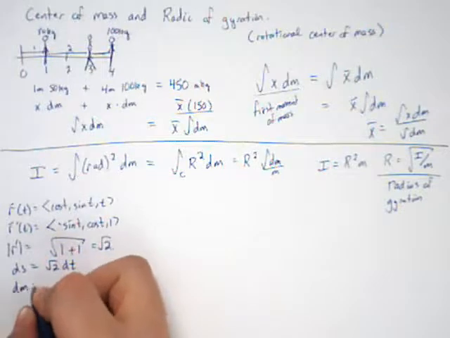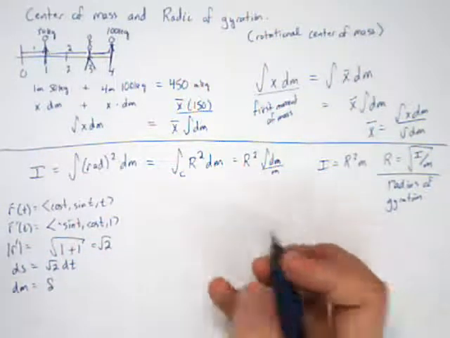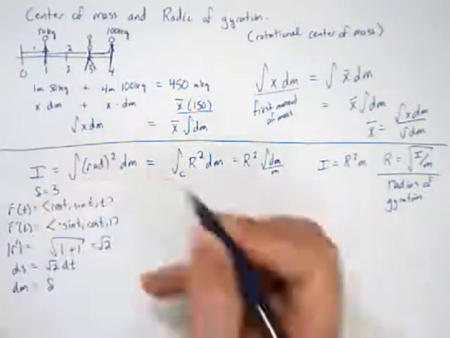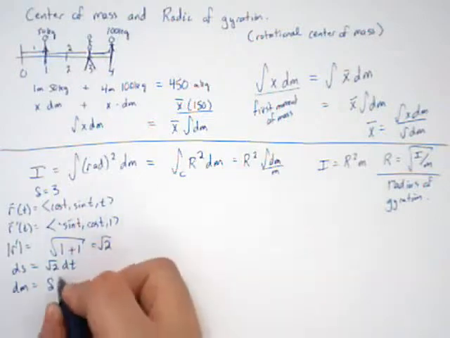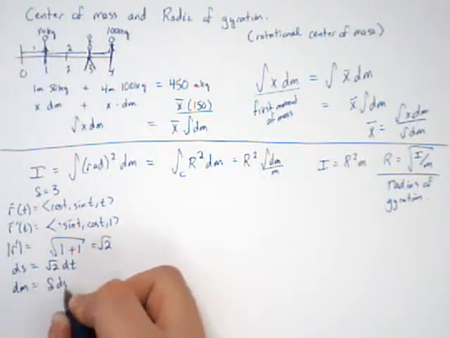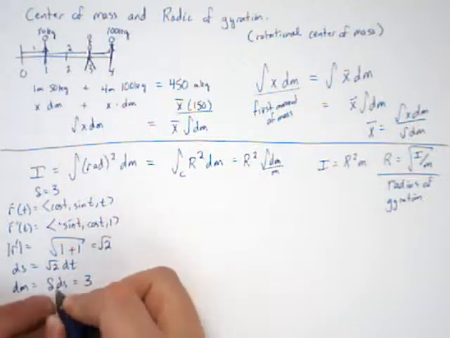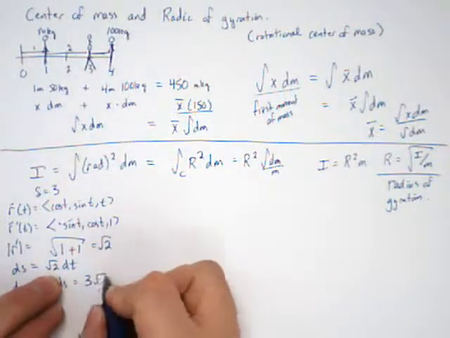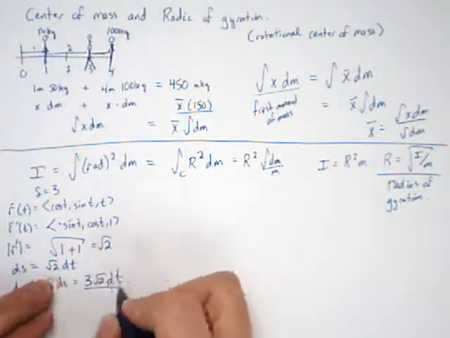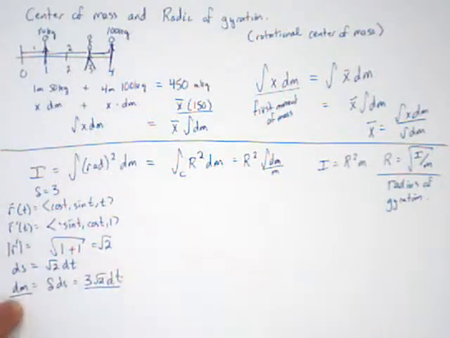If I want to get a dm, I need a density. Densities are going to be given to you in the problem. In this case, let's just assume it's constant and it's 3. So the mass is density times ds, which in this case will just be 3 times root 2 dt. So anywhere I see a dm, I'll put in this quantity.